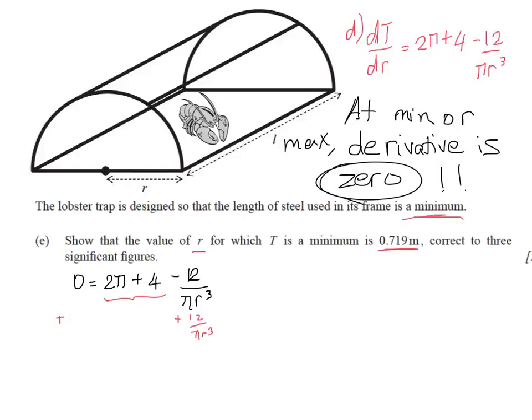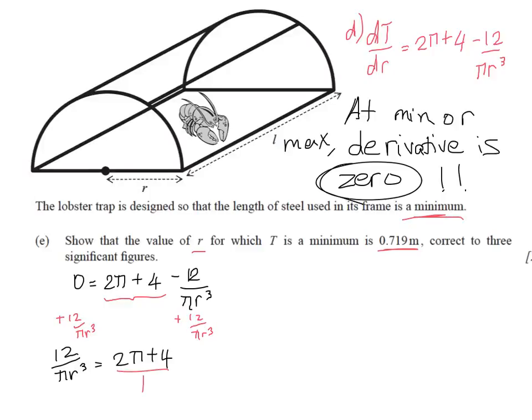I like the positive sign, which is why I'm adding that and not subtracting the other two things, pi r to the third. So we're going to get here that 12 over pi r to the third is equal to 2 pi plus 4. All right, so there's still a lot of stuff with our r, but again, let us just try to be confident that this is going to magically happen for us.